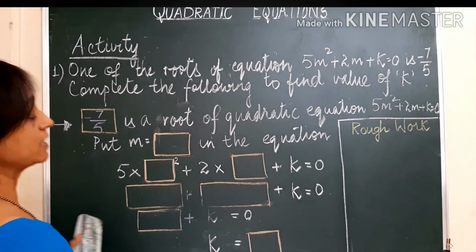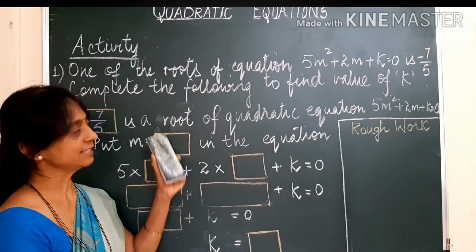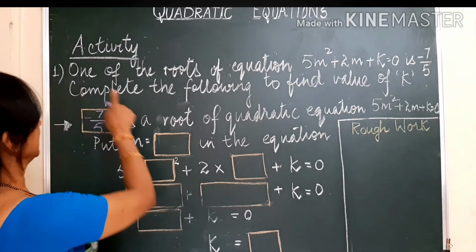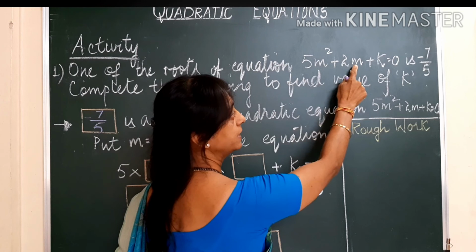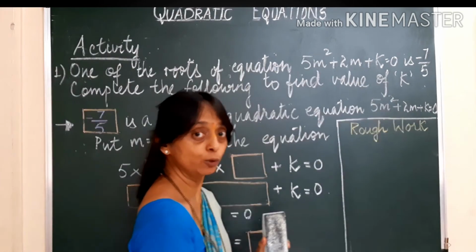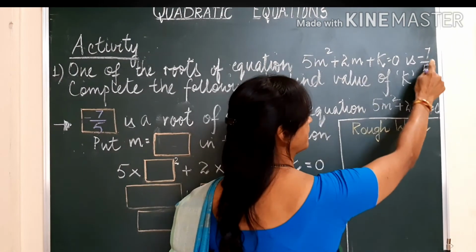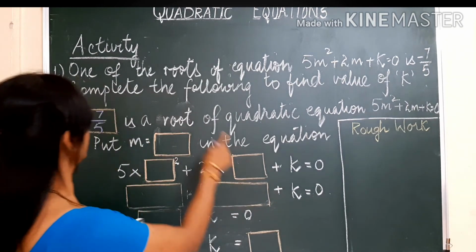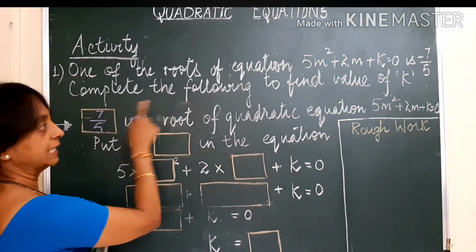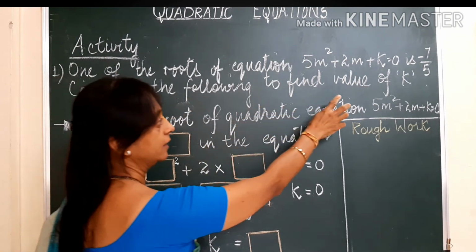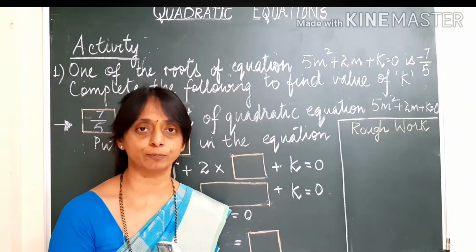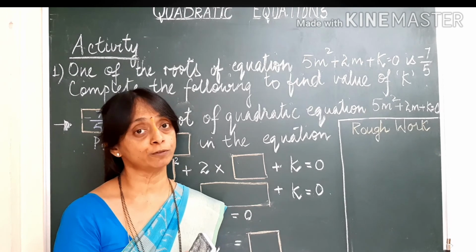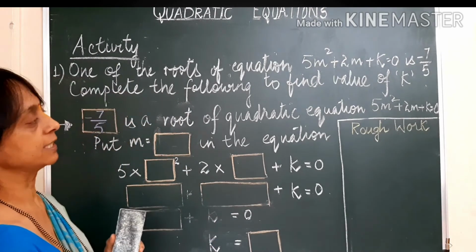Now children, for some activity time, let's see what's written on the board. One of the roots of the given quadratic equation 5m square plus 2m plus k is equal to 0 is minus 7 upon 5. We have to complete the following table to find the value of k. Now first let's understand the language of the problem, what is given and what you have to find out. Now once again let's repeat.